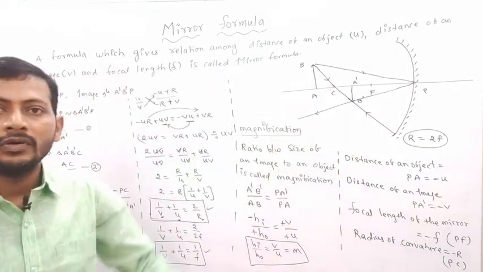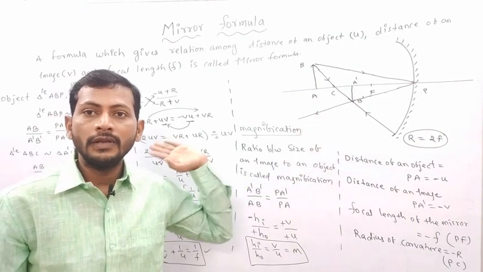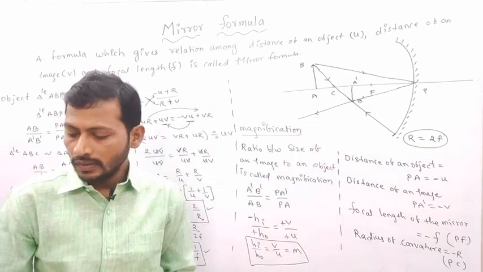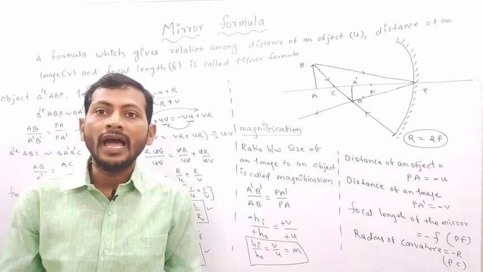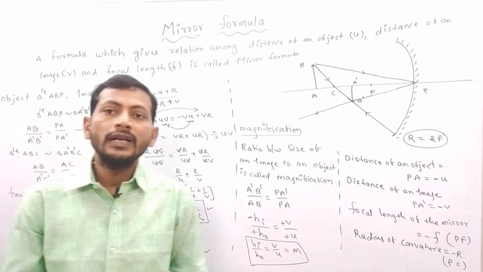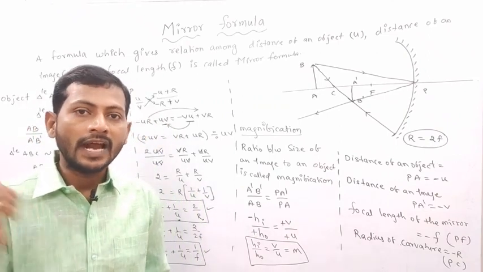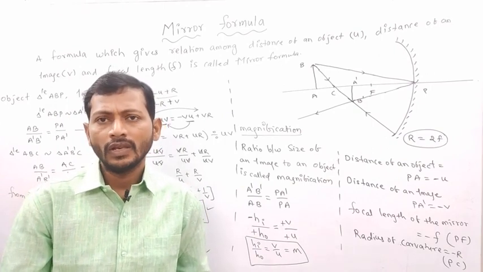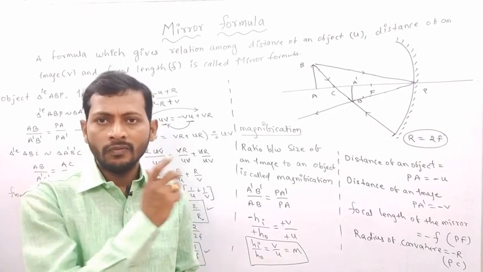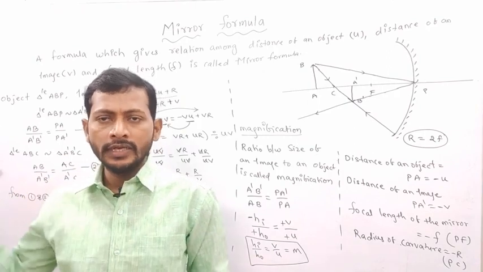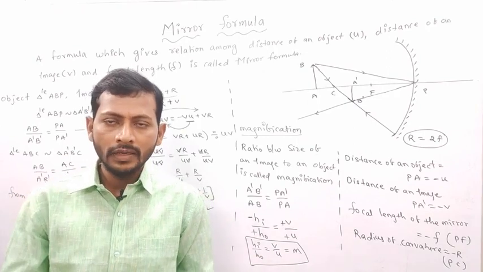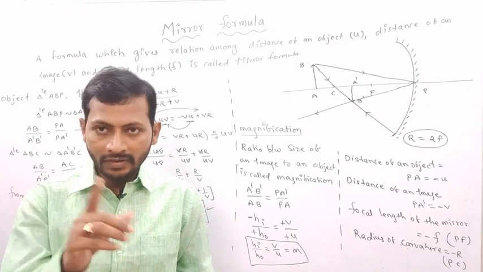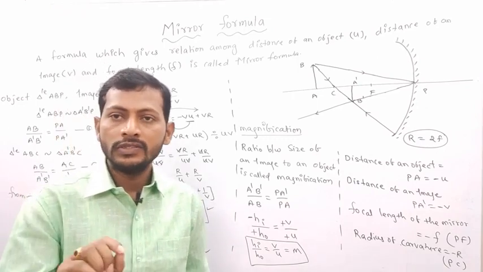So sir, this is about the concave mirror formula and magnification. Sometimes some children will have the curiosity: sir, the convex mirror is not given in our book, then how am I going to solve? I will give one diagram for you. The same rules and same equations you have to apply. I hope you will get it. Just 1 second.